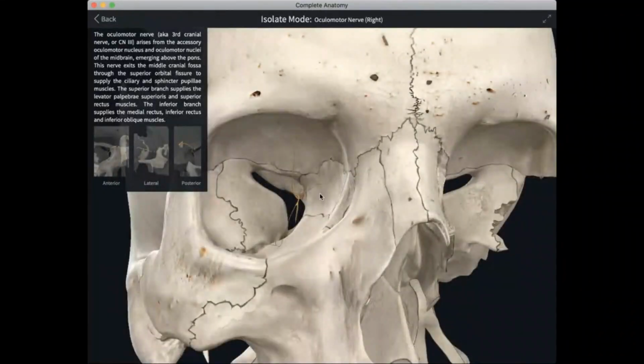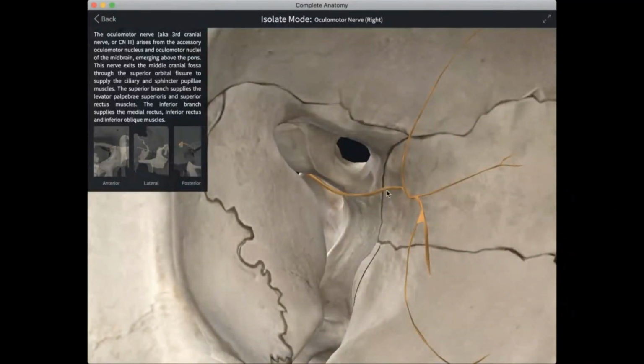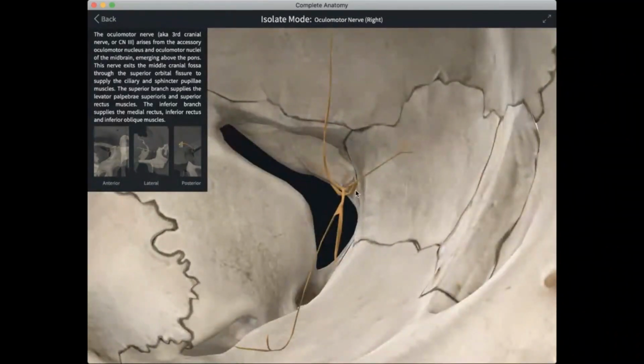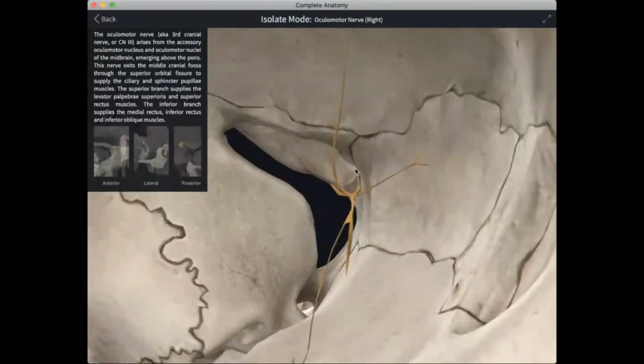What you see here is the oculomotor nerve coming out through the orbital foramen. This branch is supplying the superior rectus muscle, this one the inferior rectus muscle, and this branch the medial rectus muscle. It is also supplying the ciliary muscles of the eye and the circular muscle fibers of the iris. So this is a parasympathetic function.